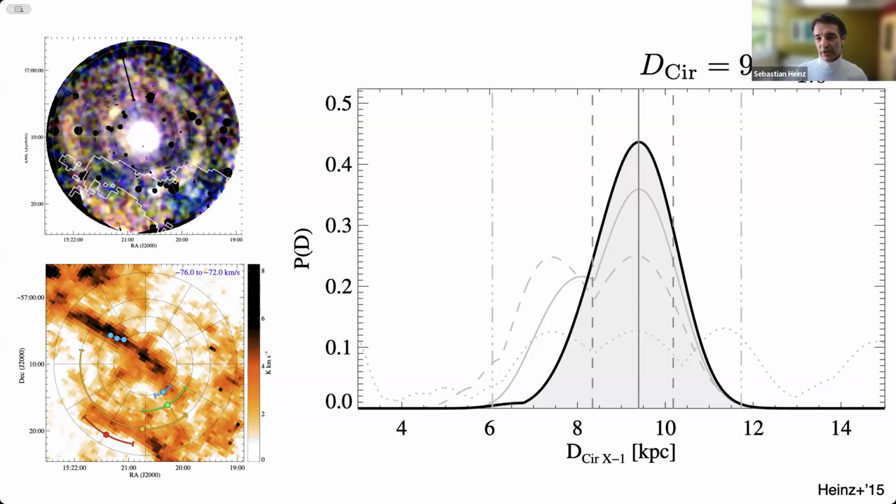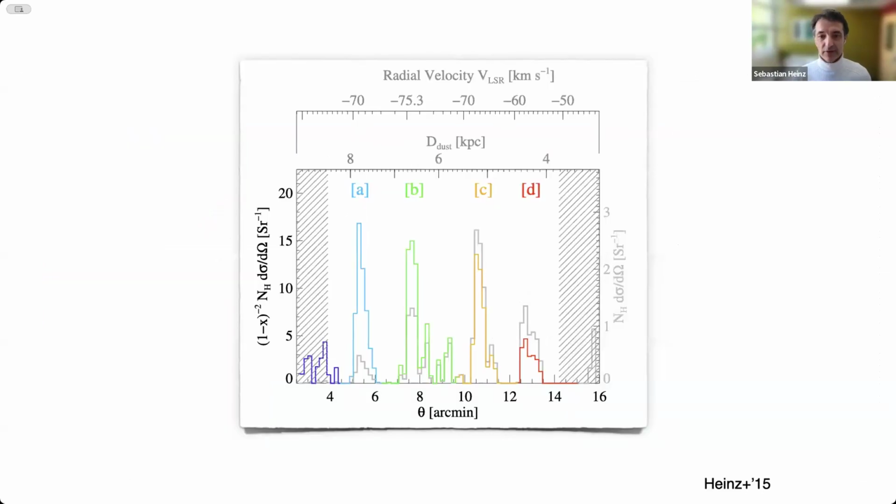And here is the posterior distribution. We find that this distance is about 9.4 kiloparsecs plus or minus 1, compared to a distance ambiguity between 5 and 15 kiloparsecs before this measurement. Okay, so we were able to constrain the distance to the source, and that allows us to then also constrain the distance to the different dust clouds.